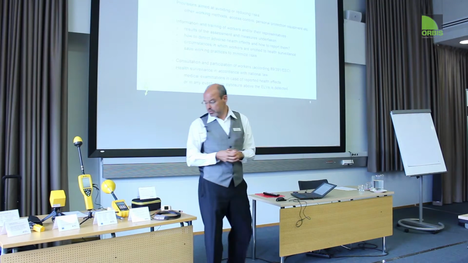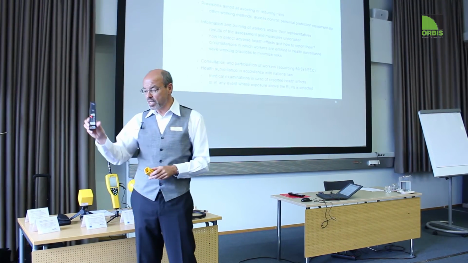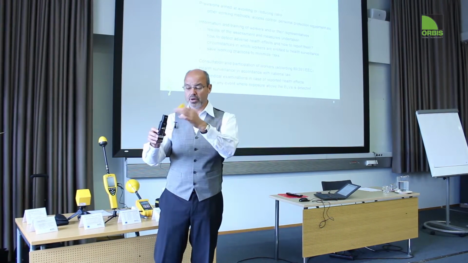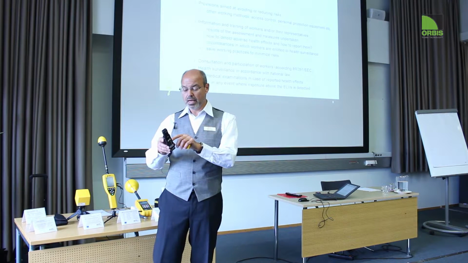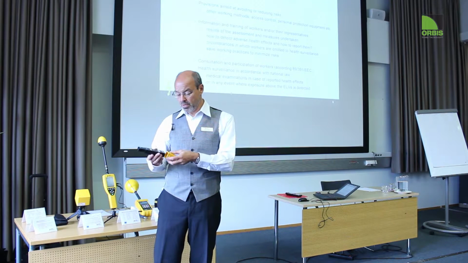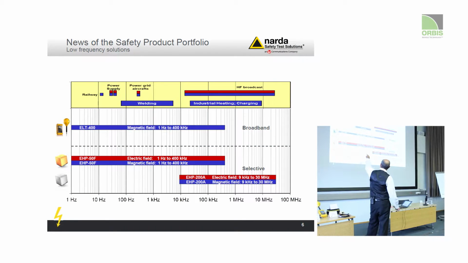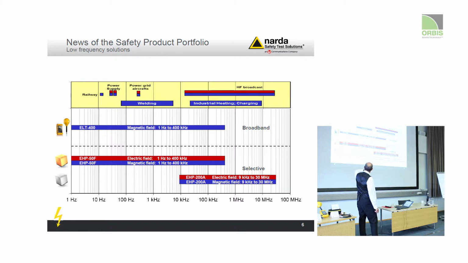Personal protection equipment, like alarm devices, ensures that in your environment there are no electric and magnetic fields above the allowed level. As I already pointed out, the ELT 400 is covering the magnetic field from 1 Hertz to 400 kilohertz. The EHP 50F is offering electric and magnetic field weighted peaks, done by both, but the EHP also offers selective measurements.